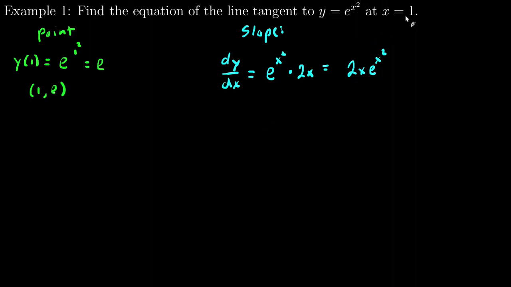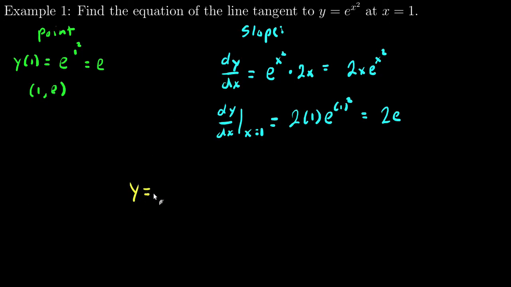Now I need the slope actually evaluated at 1, so I'll evaluate dy/dx when x equals 1, and that's going to be 2 times 1 times e to the 1 squared, which will be 2e. And from that, I can get my equation of the tangent line, which will be y equals 2e x minus 1 plus e.